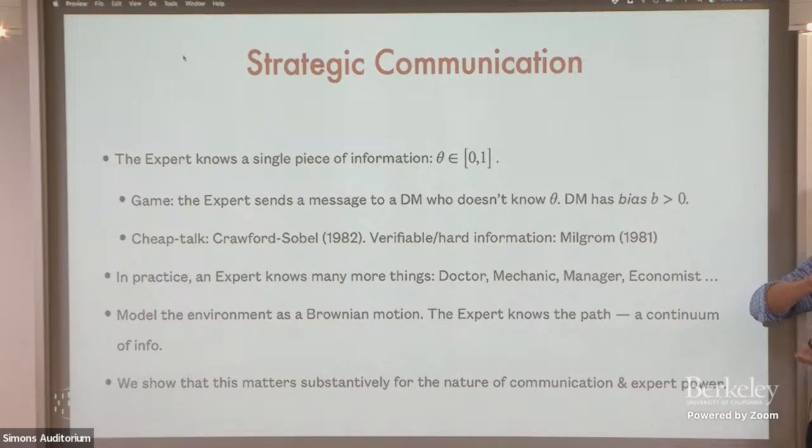And the idea is the expert knows that. The expert knows a continuum of random variables. I've gone from one to a continuum. These random variables are correlated. The expert knows these random variables and the non-expert doesn't. And so the question is, how does this affect communication between the expert and the non-expert? And how does it affect the expert's power in that communication?